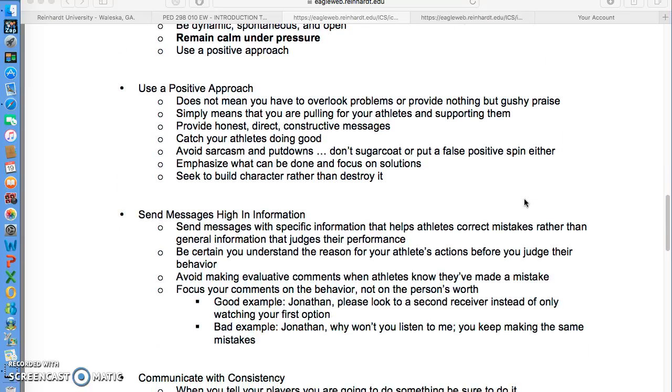It doesn't mean that you're trying to overlook bad things. It doesn't mean that you're a pushover. It just means that no matter how bad things are going, you're trying to support your athletes and trying to be positive with them and build their character. That doesn't mean you sugarcoat it or any of that stuff. It just means that you're upbeat with them.